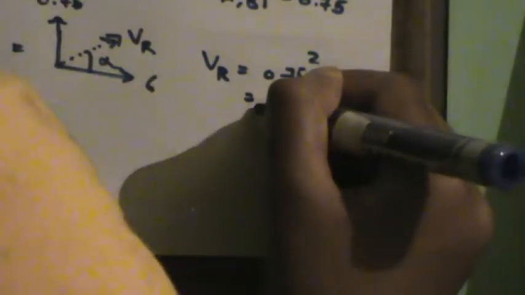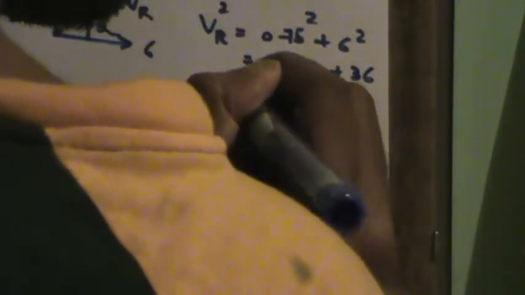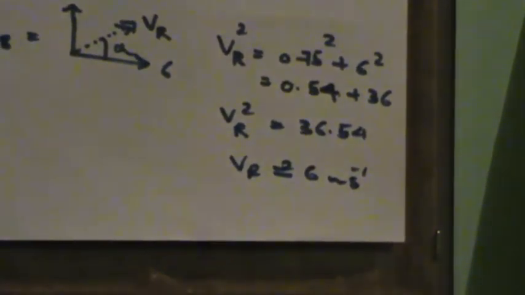I'll calculate the angle alpha as well. From Pythagoras' relation, V_R squared is equal to 0.75 squared plus 6 squared. 0.75 squared is 3 by 4 squared, that is 9 by 16, which is approximately 0.56. So V_R squared is approximately 36.56, so V_R is approximately 6 meters per second. I will not derive the exact value.